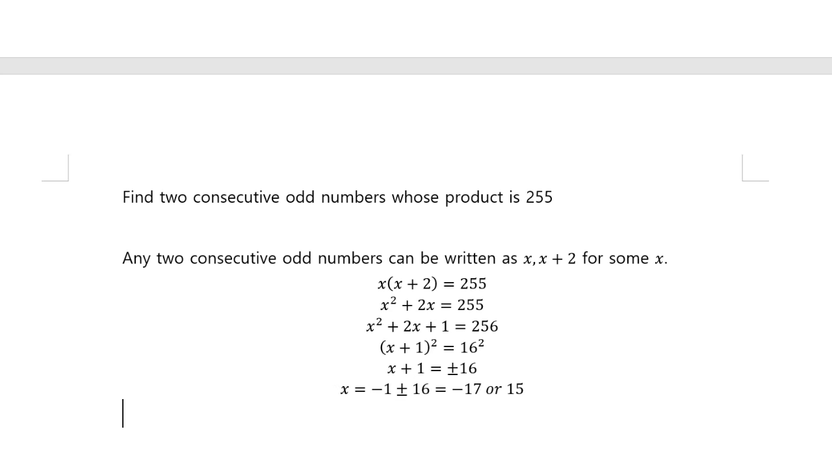So there are two answers. One answer is that you have x and x plus 2, which is negative 17 and negative 15. Another answer will be 15 and 17. So that's how you figure this out.